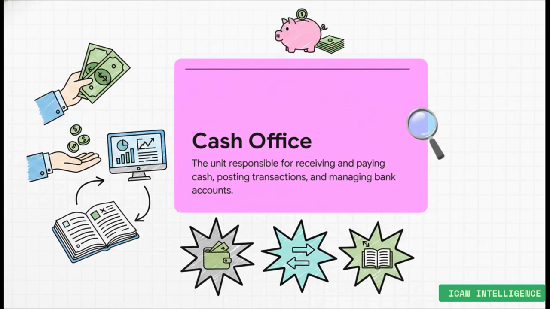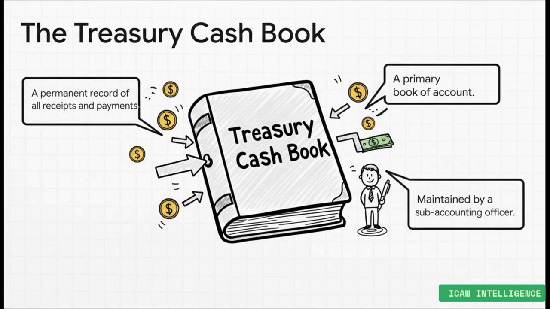Now, the key words an examiner is looking for here are receiving, paying, and posting. That's its operational DNA. Now, at the heart of all these operations is the Treasury Cash Book, and you need to know the form number, TF-153A. This isn't just some ordinary notebook. It's a permanent, primary book of account. The responsibility for keeping this book perfectly falls to a sub-accounting officer, which is really just an officer who's been delegated the authority to manage financial records at a local or sub-treasury level. Let's take a closer look at its format.